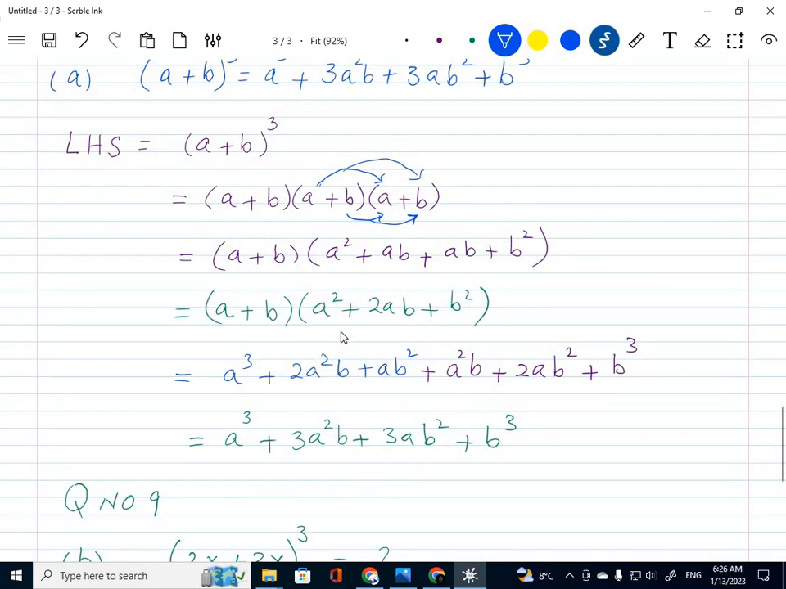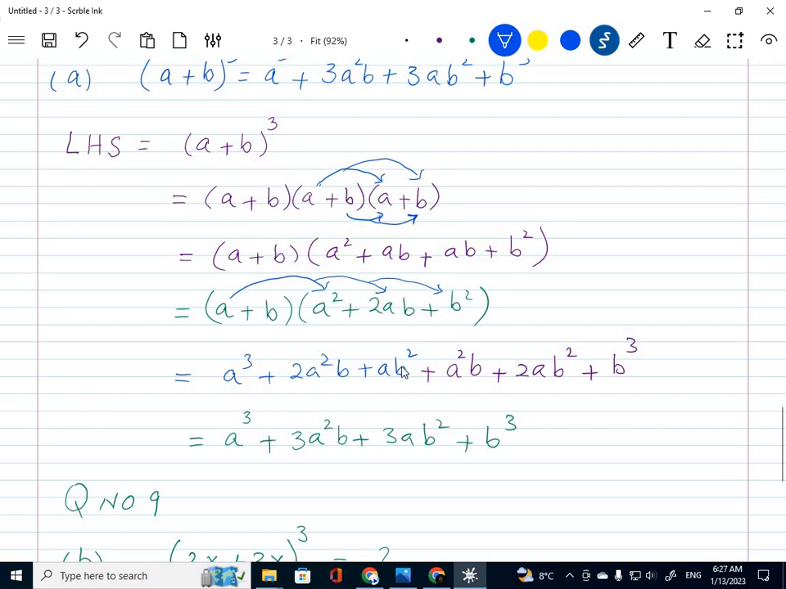Now again I have used the distribution. I have distributed a here. a is distributed to a square, then a is distributed to 2ab, then a is distributed to b square, and we get three terms. When a is multiplied by a square, we get a cube. When a is multiplied by 2ab, we get 2a square b. When a is multiplied by b square, we get ab square.